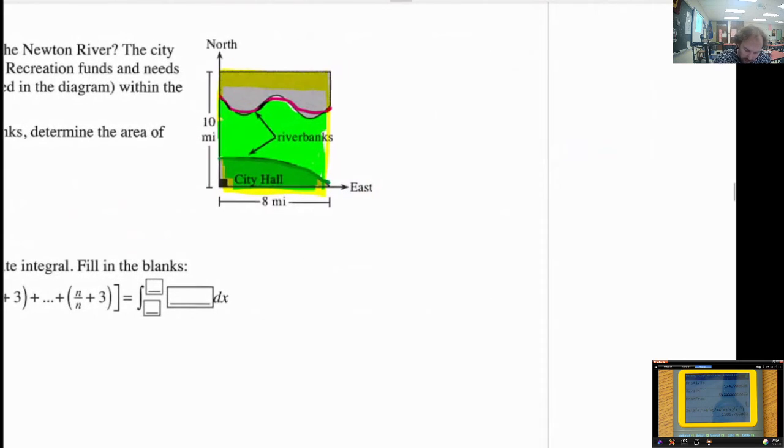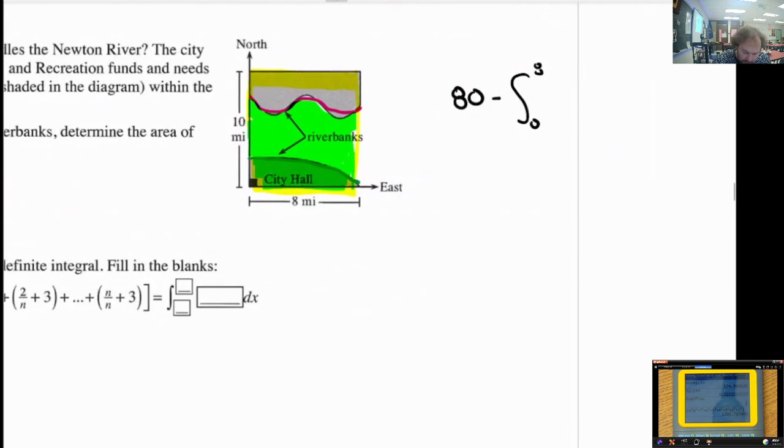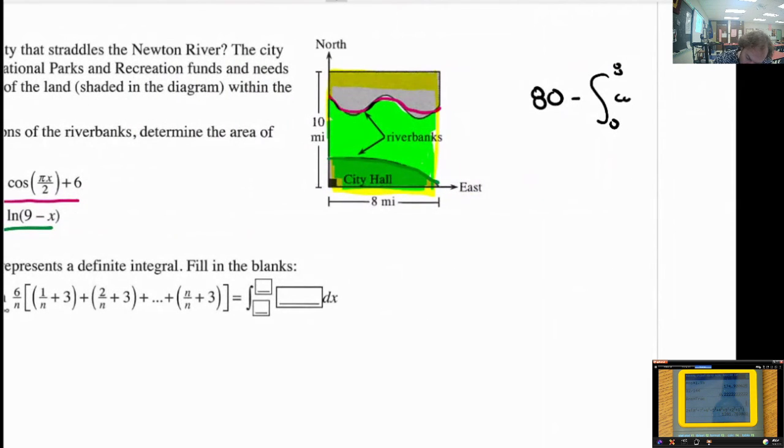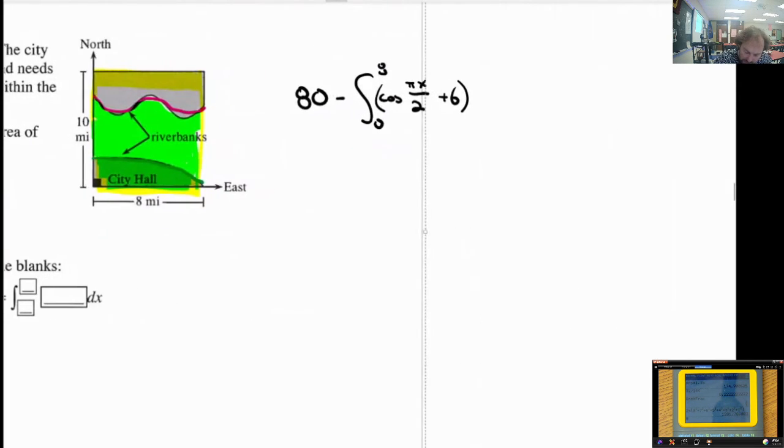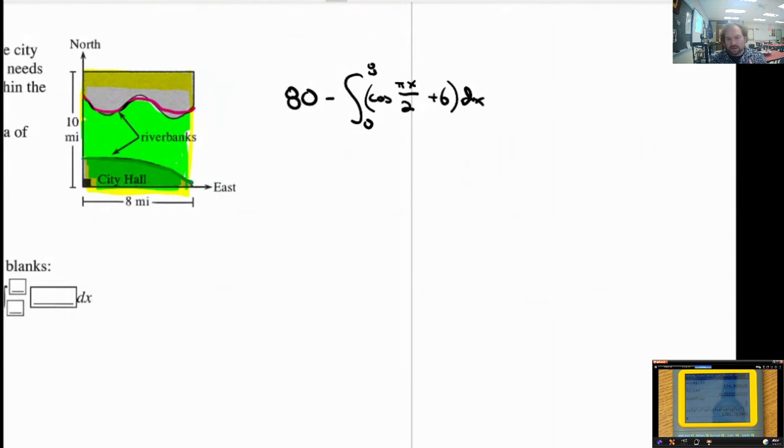So we're going to start with 80, which is 8 times 10. That would be the area of the square. We're going to subtract the integral from 0 to 8 of that cosine expression, cosine of pi x over 2, plus 6. We're going to put that in parentheses and put a dx after it, because remember, we're using tiny rectangles to approximate an area under the curve, like that. Now that will not be the final answer, because that would just be the area of that whole green space that I highlighted.